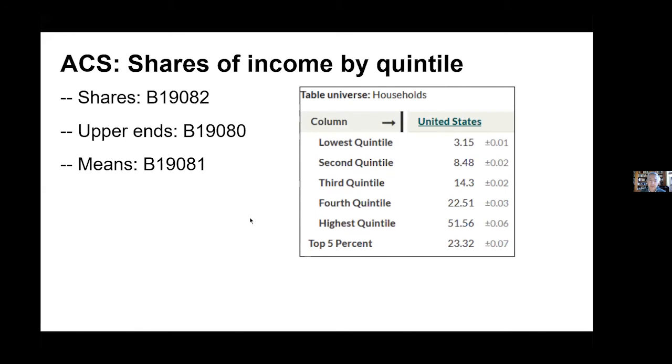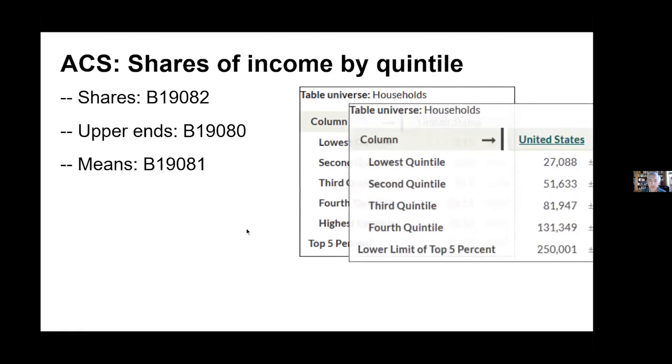Finally, on the subject of income inequality, there are several tables that the ACS offers. And again, all geographic levels. I'm just showing the United States here. But say, shares of income. So what share of income in the United States is collected by the lowest quintile, the lowest 20% of households? Well, it's 3%. And what percent is collected by the top 5%? Almost a quarter of all the income.